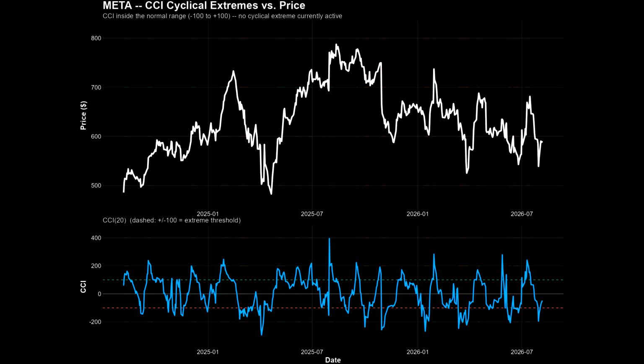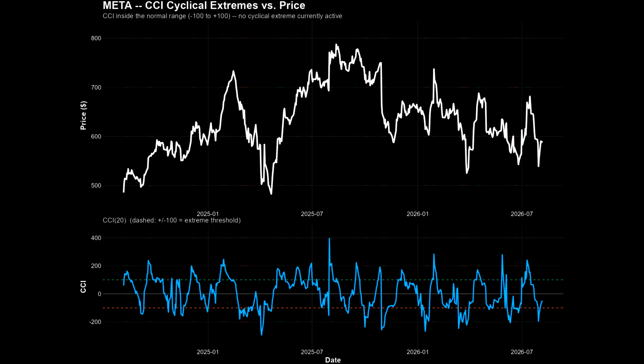Watch how the subtitle updates each time one of those zones resolves. It will report exactly how many trading days the extreme lasted, where CCI peaked or troughed inside that zone, and how much typical price actually moved while the zone stayed open. That's the entire teaching point of this chart in motion.